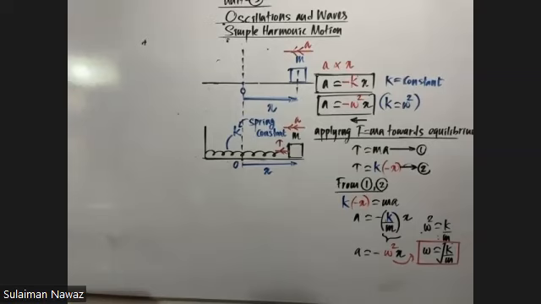If spring constant K equals 50 Newton per meter, what is the acceleration of the object when the extension of the spring is 20 centimeter?